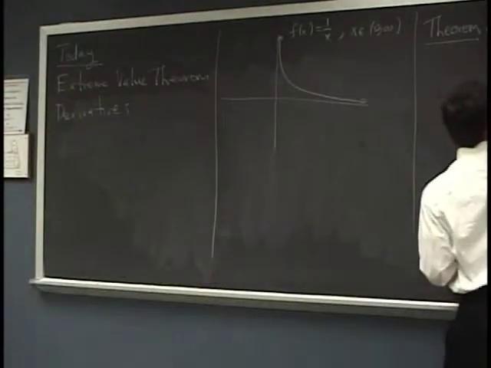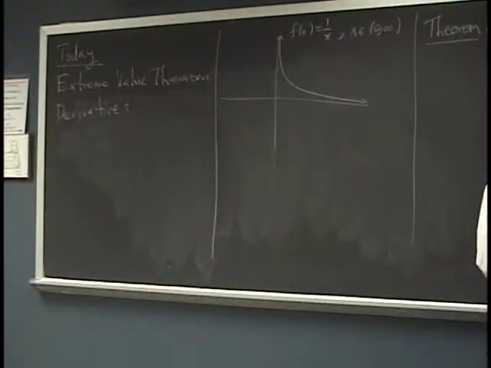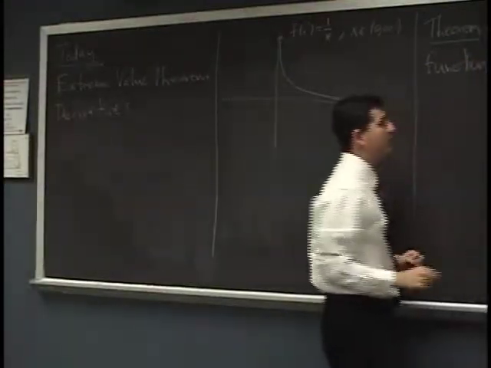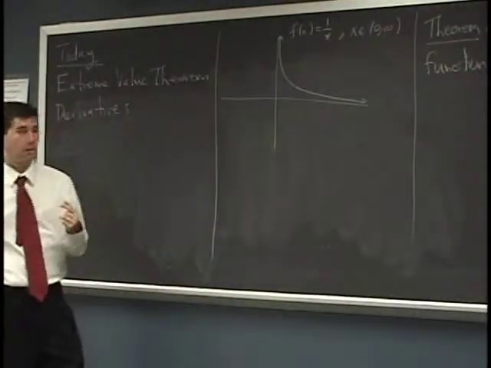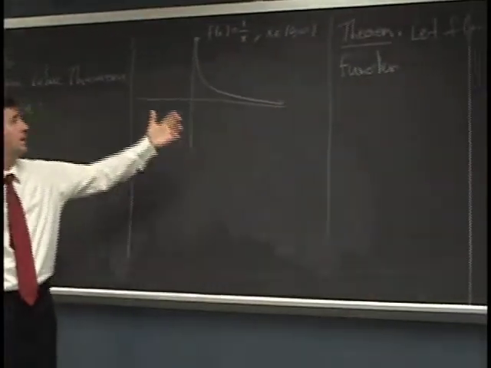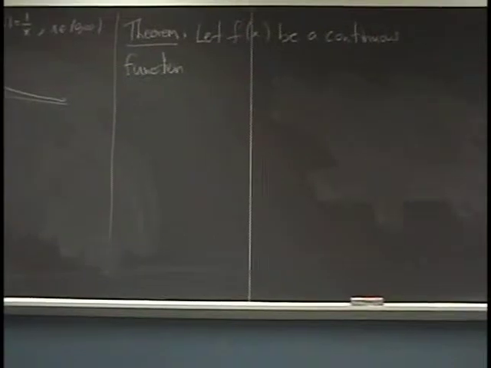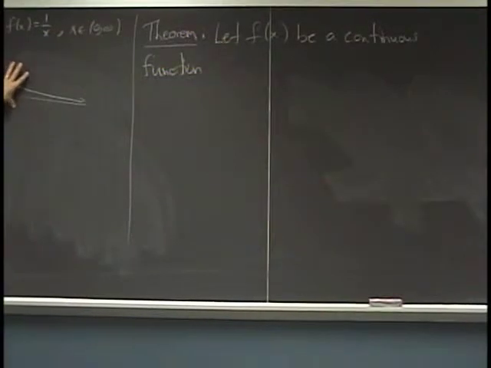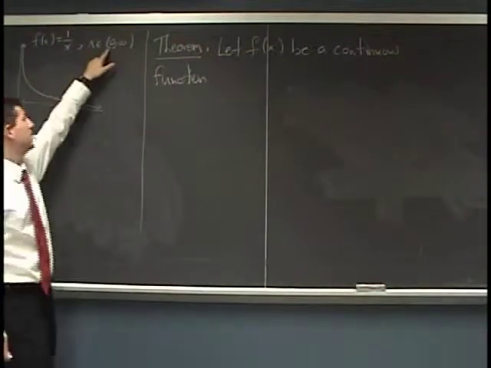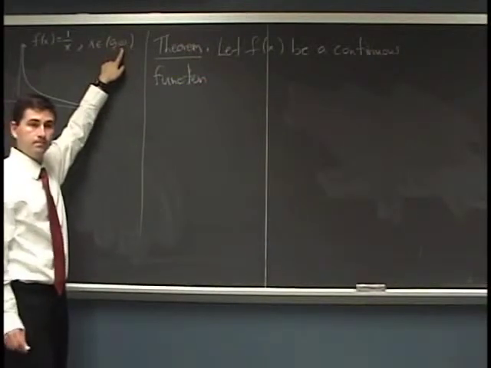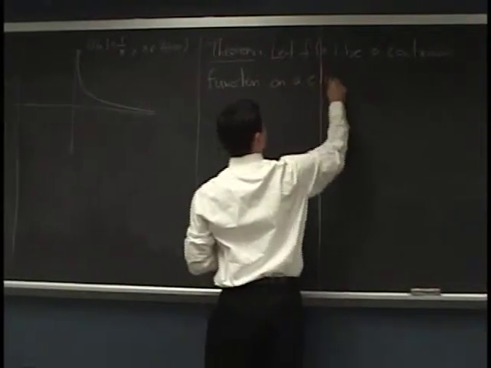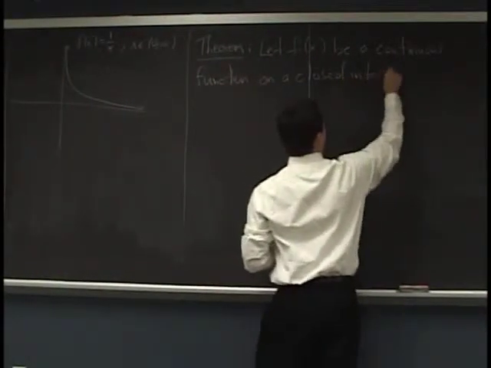All right, so let's let f of x be a continuous function. Now we're actually going to need a second hypothesis. It's going to be on an interval, but we already saw, 1 over x is certainly continuous on this interval. There's no problem there. But it doesn't hit the max or the min, and the reason why is because we don't include the endpoint. We have an open interval. If we have a closed interval, we can get rid of this problem.